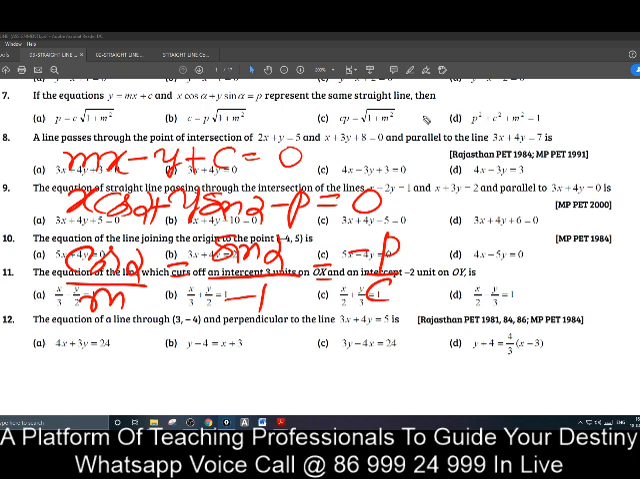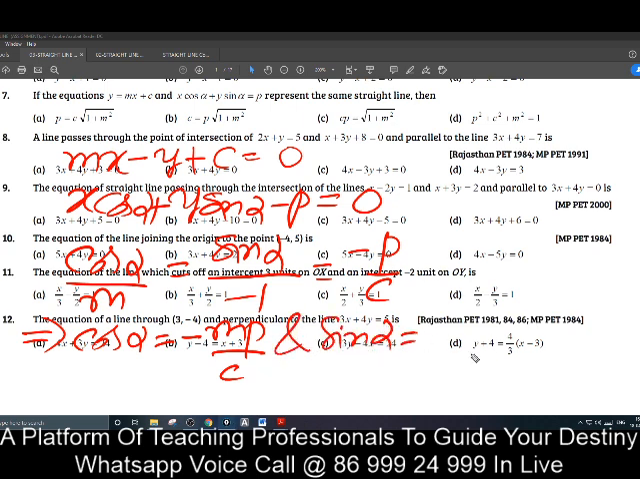Then if you see the options here, there is no alpha present here. So alpha is to be eliminated. Alpha is to be eliminated, which implies cos alpha is equal to minus mp by c, and sin alpha is equal to p by c. Squaring and adding, please.